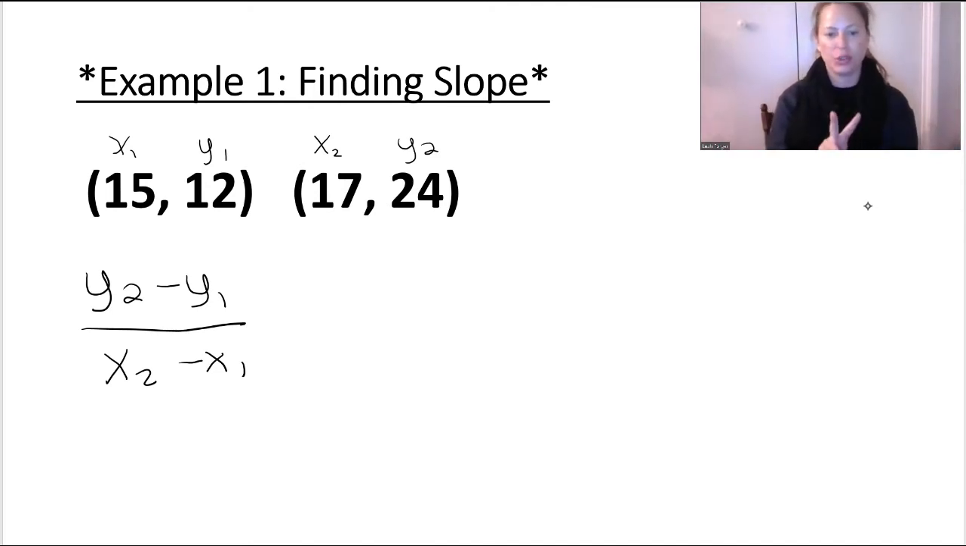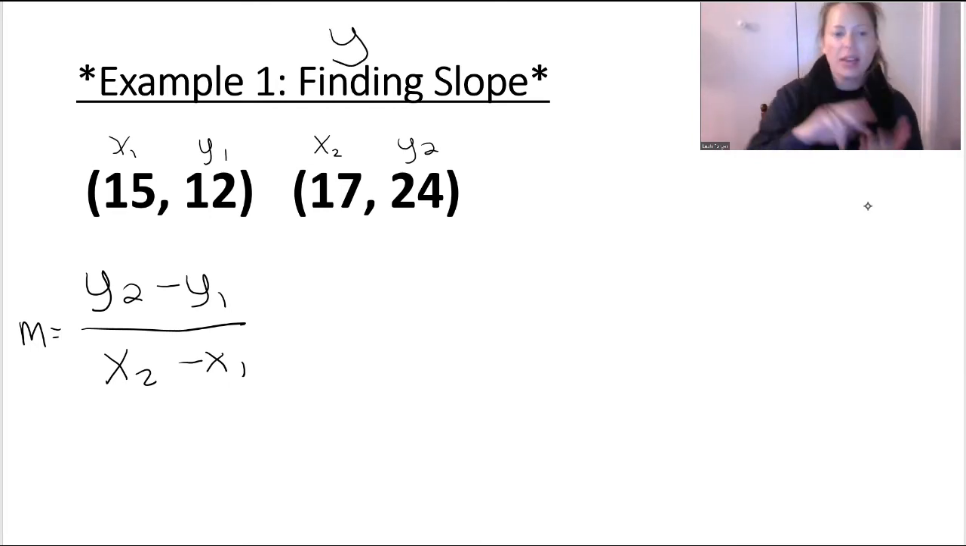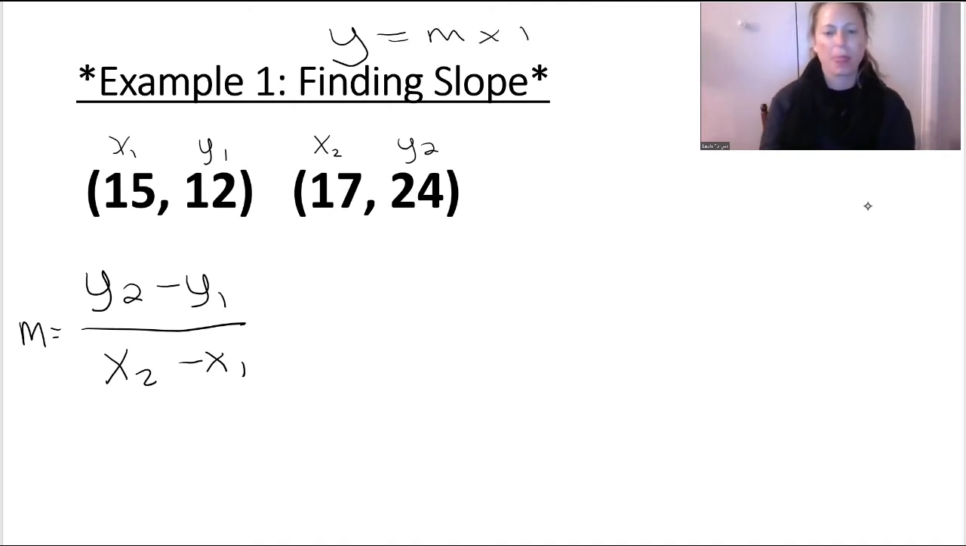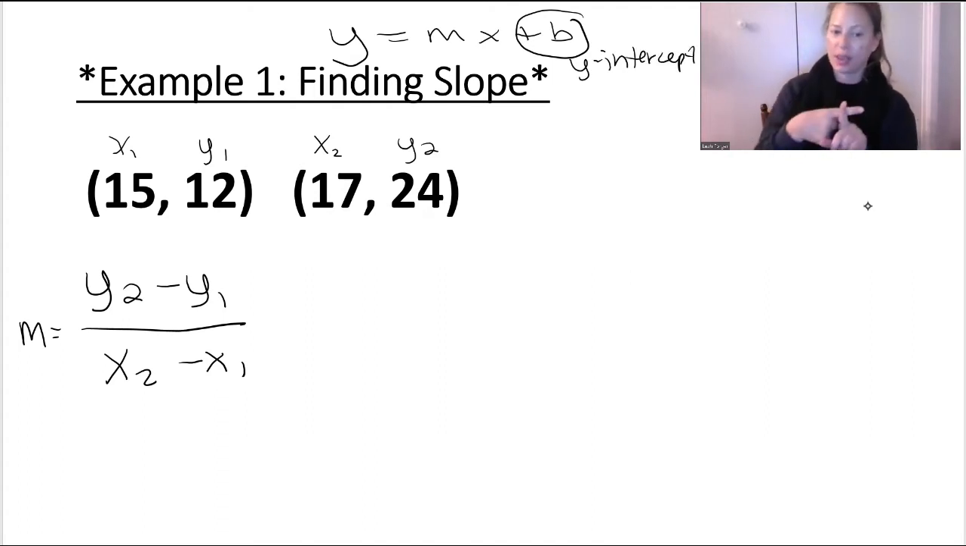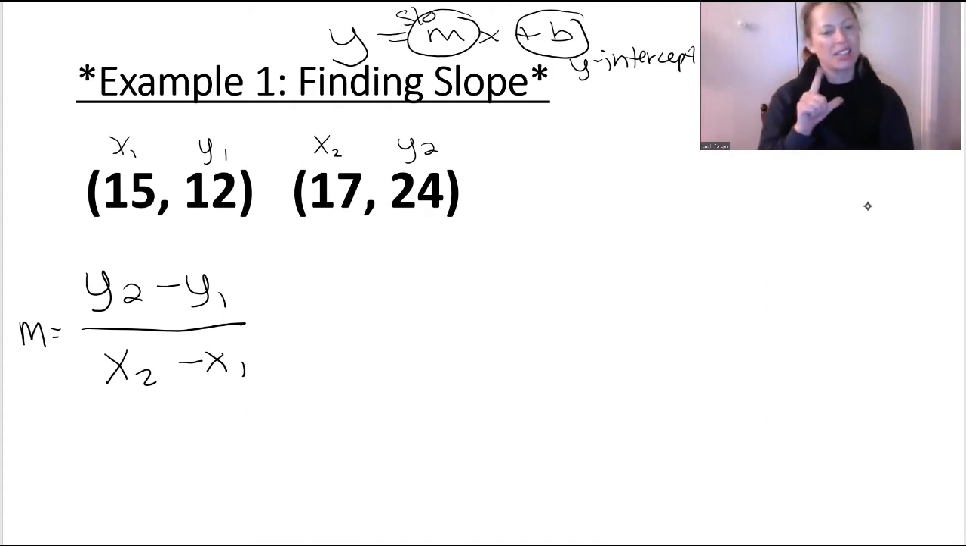Slope. On the last slide it said y2 minus y1 over x2 minus x1. Remember, slope is m. M stands for slope. If I'm looking at the equation of a line, y equals mx plus b, remember, this is my y-intercept, and this is my slope. So I'm trying to figure out what's that rate of change.